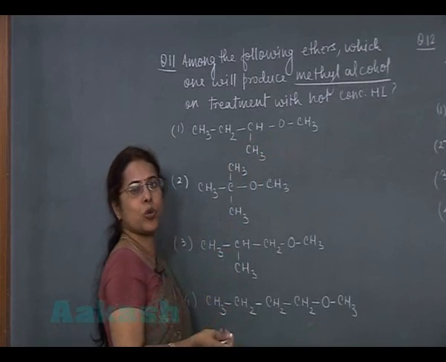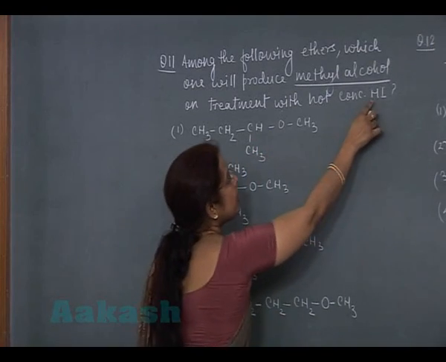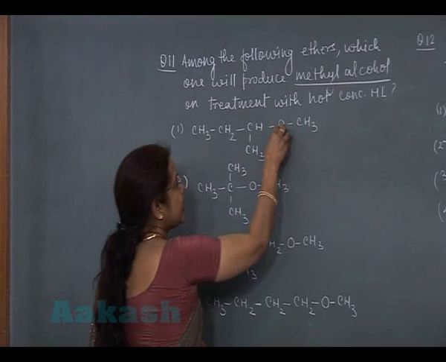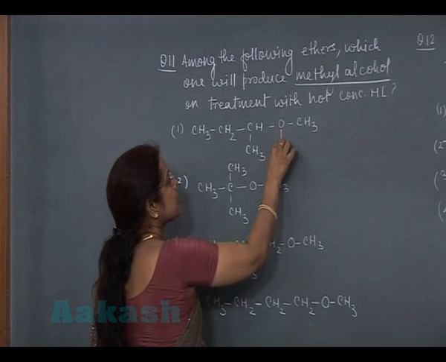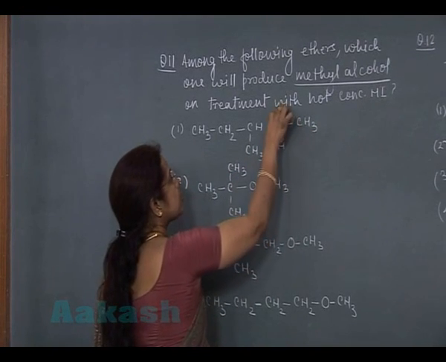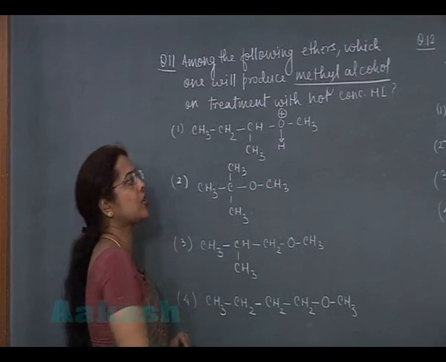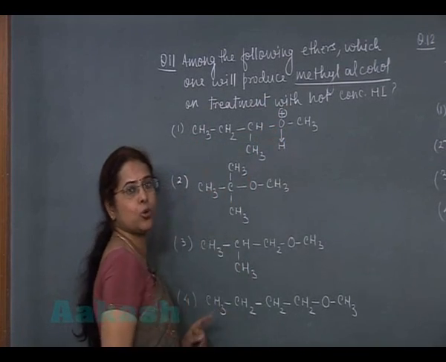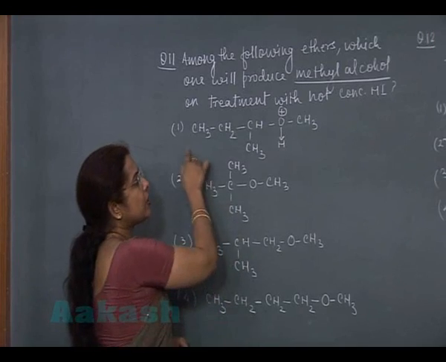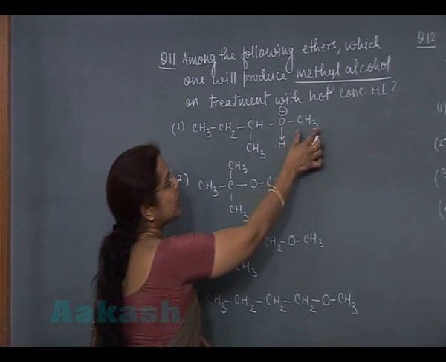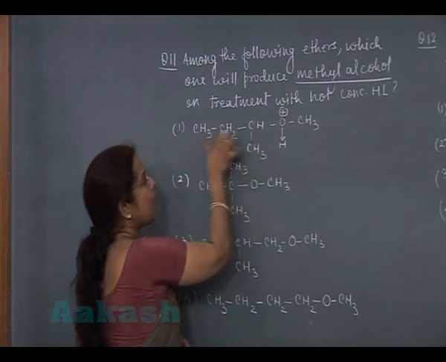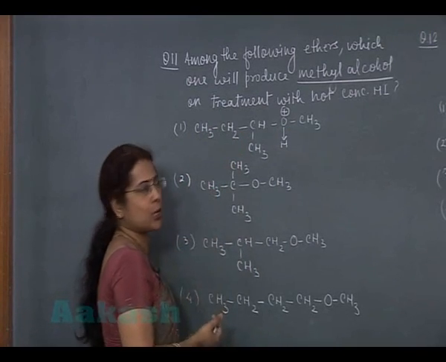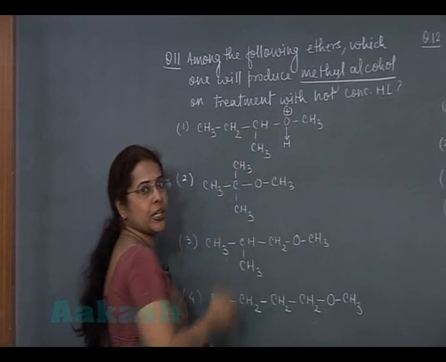When ether reacts with HI, the proton given by HI is accepted by the oxygen atom, the ethereal oxygen, which is converted into protonated ether. So in the first structure, one of the alkyl groups is a methyl group and the other one is a butyl group. Here it forms protonated ether.